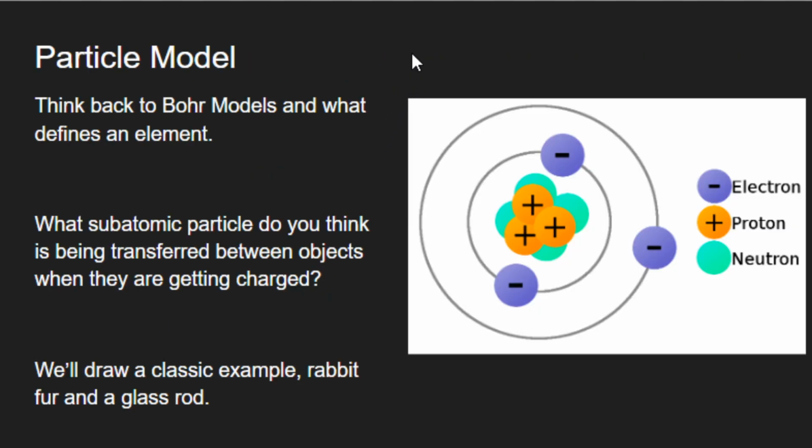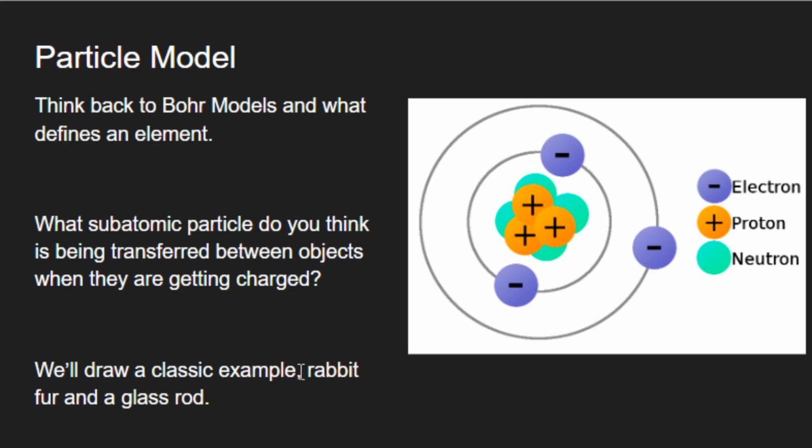So let's think back to Bohr models and what defines an element. Hopefully you remember. It's protons, by the way. The number of protons that an atom has is what defines what element it is. So what subatomic particle do you think is being transferred between objects when they're getting charged? If you think it's protons, I want you to keep that thought in your head for a second. Well, no, we'll talk about it now. If you think it's protons, that would mean that if you took something, we'll use the classic example, rabbit fur and a glass rod.